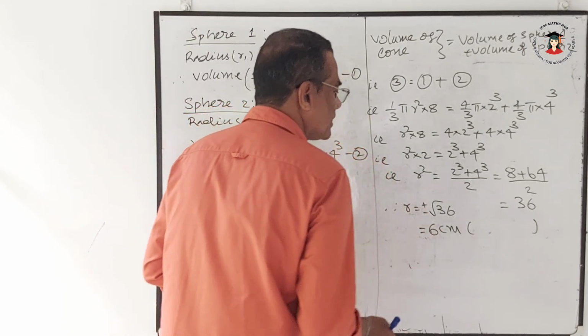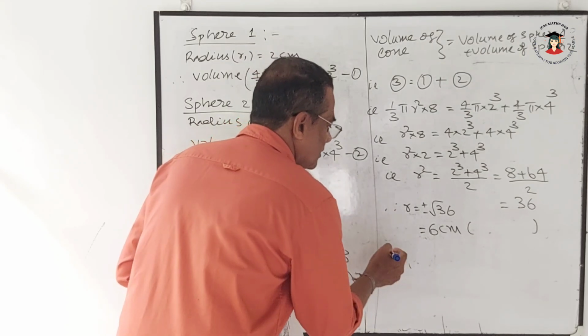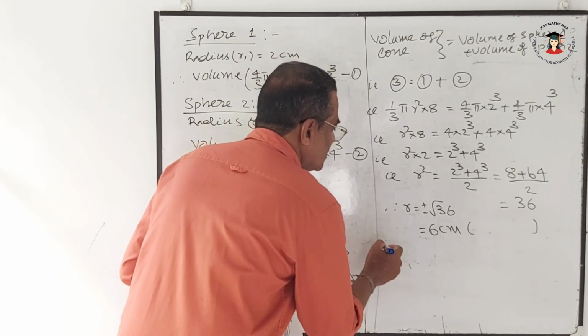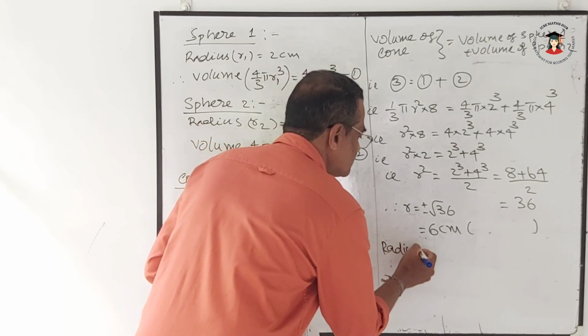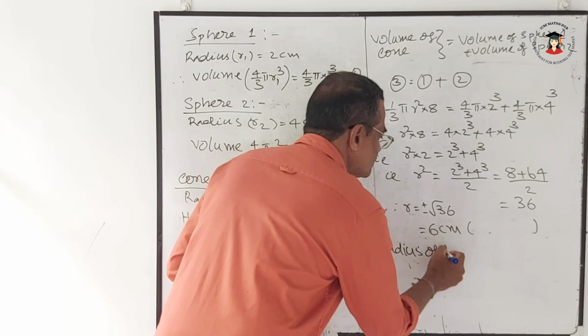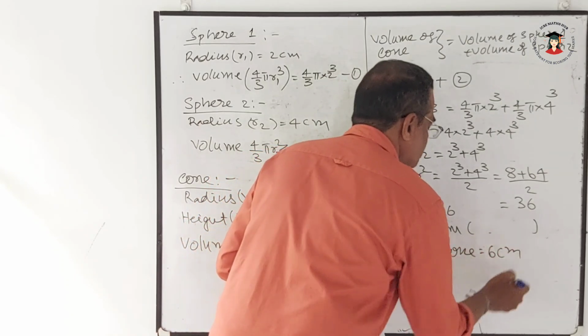And this is the radius of the cone. So we can write the final closing sentence as radius of cone equal to 6 centimeter.